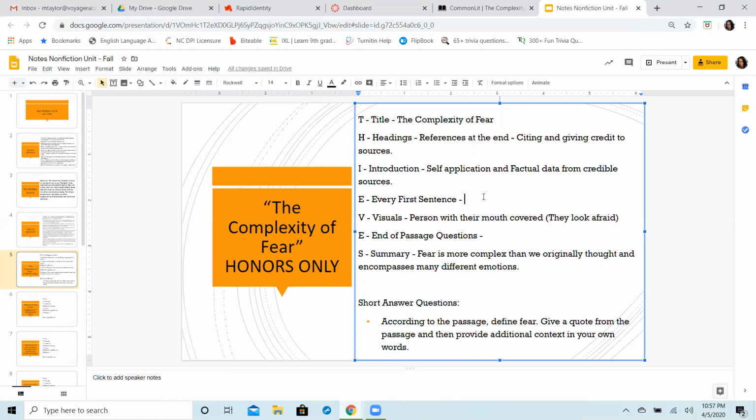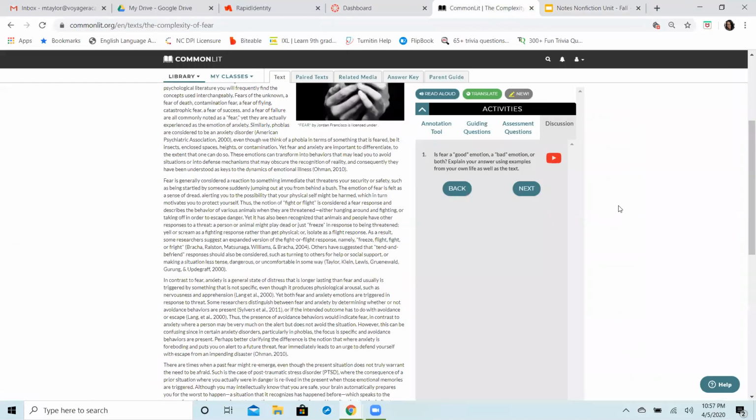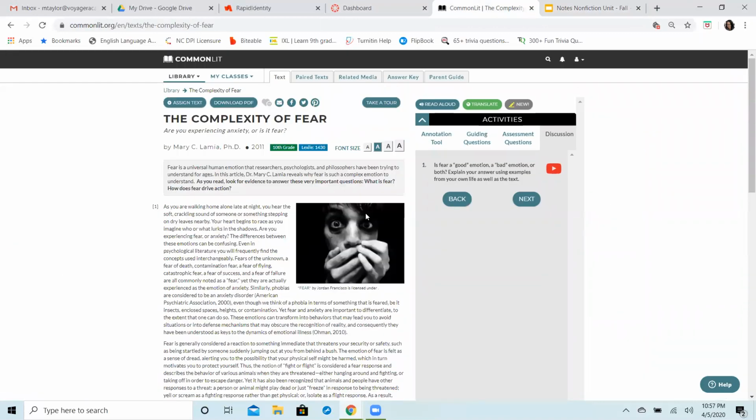Then we have visuals. With visuals, they also wanted to include vocabulary, so don't forget that. But with this particular passage, they do have a visual, and it's right here in the center of your page. It's a pretty alarming visual. You can tell based on the way that the individual in this particular image looks, they must be experiencing some type of fear.